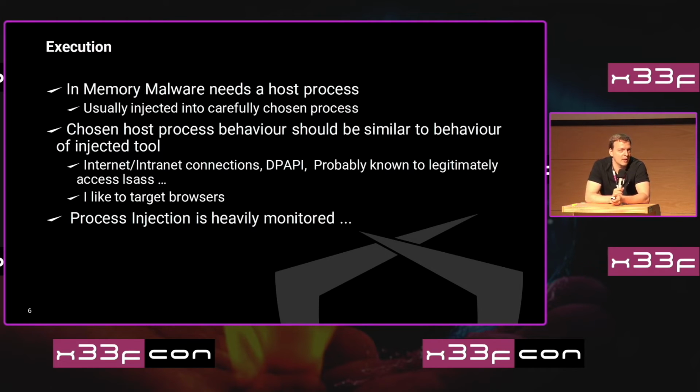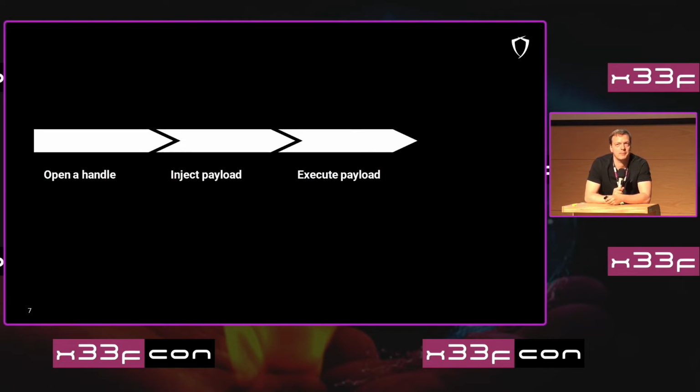The thing with process injection is that nowadays it is quite heavily monitored, and this is what this talk is going to be about. So how does it work? Basically it works in three steps. The first step is that you need to open a handle on the process that you're trying to inject into. A handle basically allows you to perform certain operations on the process that you're trying to fiddle with. The second step is to inject the payload that you're trying to execute, so you need to write code into the context of another process. And the last step is that you somehow need to make the process into which you're injecting actually execute the payload.